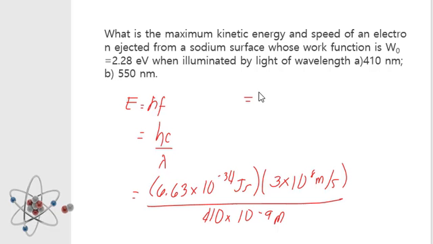Here, our answer is 48.51 times 10 to negative 20. Our unit here would be joules. But we can express it in electron volts.